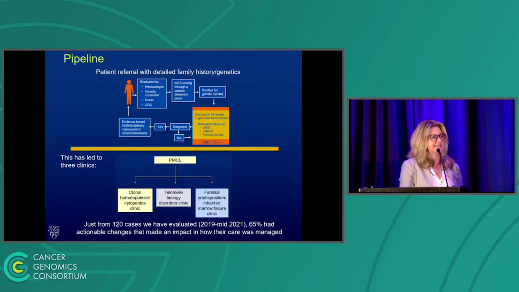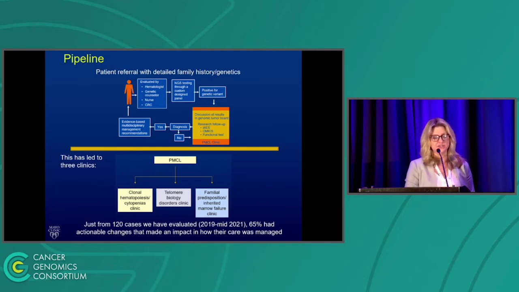So this is an example of our pipeline. The patient is referred to us. They're evaluated by a hematologist, genetics counselor, nurse, and our CRC team. We do NGS testing on every case that comes through with a custom target capture deep sequencing panel. If the patient's positive for genetic variants, we have a tumor board meeting twice a month where we go over the patient's clinical information and we follow up using exome sequencing, omics, or functional tests.